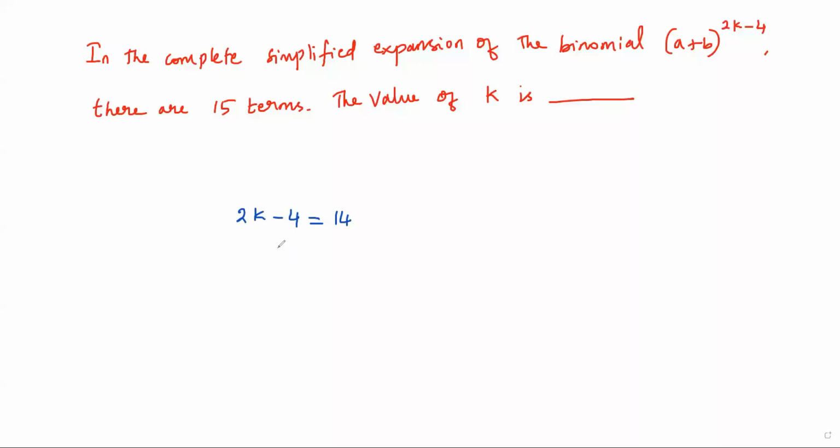Now we have to solve for k. So we can add 4 to both sides. So this one will cancel. We just get 2k is equal to 18. Then we divide both sides by 2. 2 cancels out. And 2 goes into 18 nine times. So we get k is equal to 9.